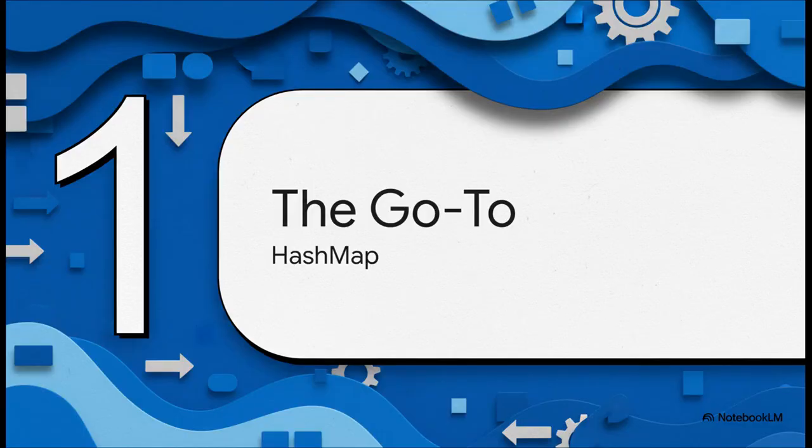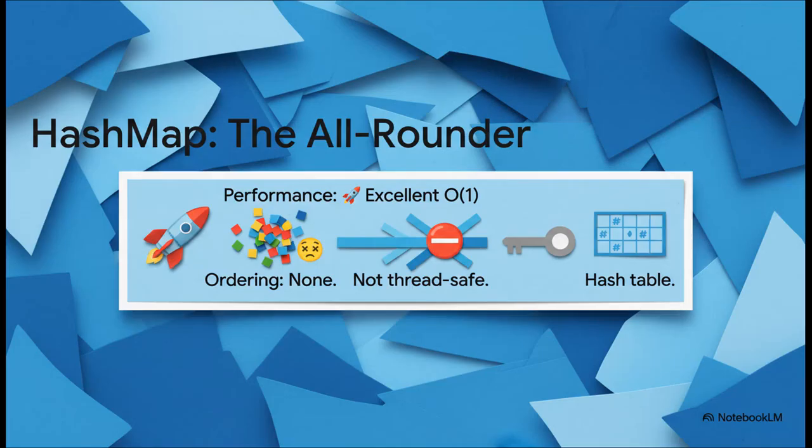First step in the gauntlet, our first contender is the one everybody knows and loves, the HashMap. This is the one most of us reach for by default, and for good reason. It's our all-rounder, the baseline we're going to measure everyone else against. Okay, so HashMap's greatest strength is also its biggest trade-off. It is incredibly fast. We're talking O(1), or constant time performance. All that means is it takes the same amount of time to find an item whether your map has 10 entries or 10 million. It's blazing fast.